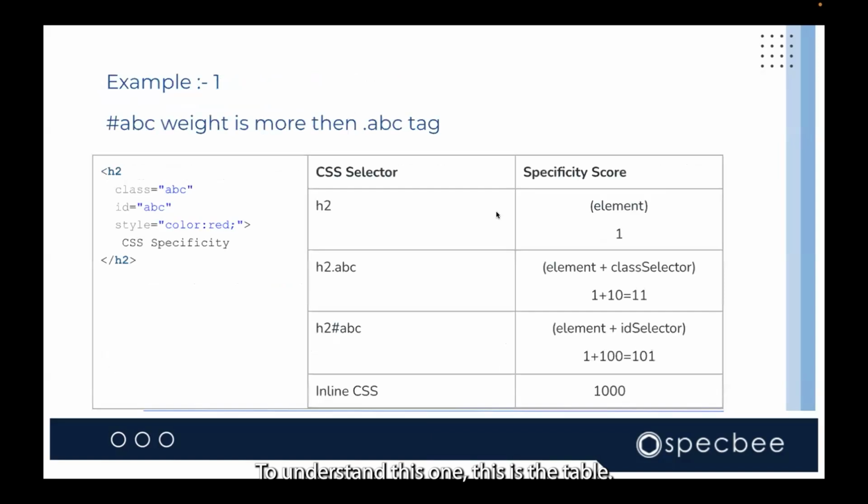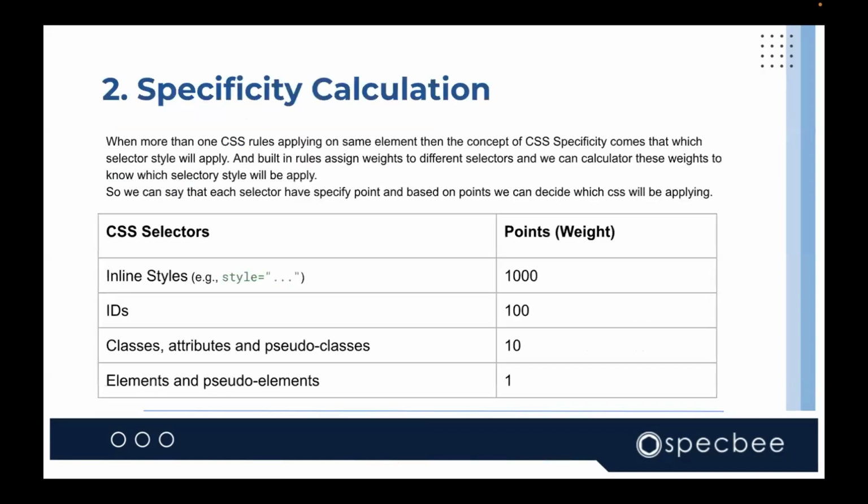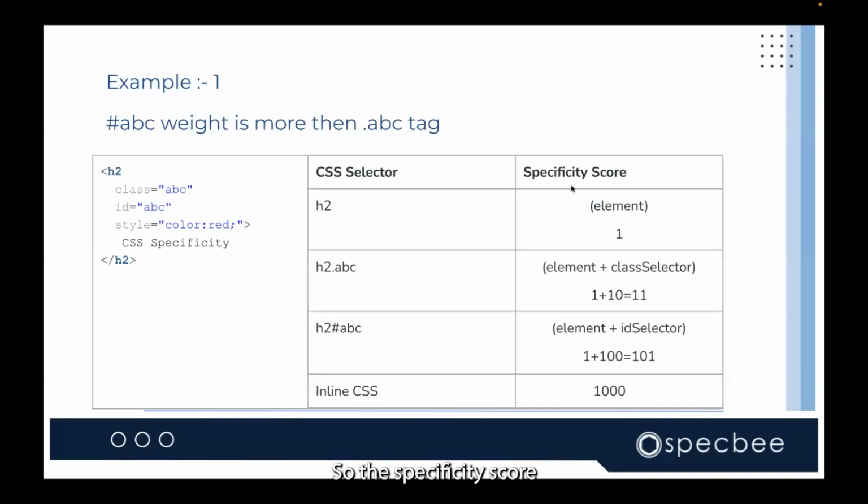To understand this, this is the table. I gave an example of heading H2. There is the class ABC and ID also ABC, and one inline style. If I am using the style only for the H2 tag, then the H2 tag weight is only 1. So the specificity score for the H1 tag or H2 tag alone will be 1.